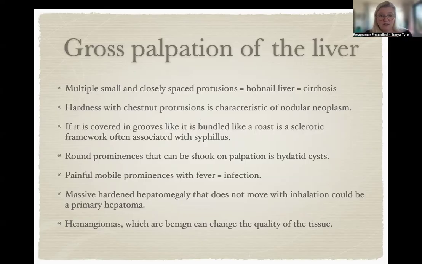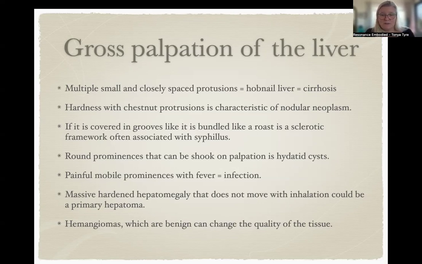Probably the most likely one you'll see is neoplasm. You probably will see some hemangiomas. You may or may not know about them, but they will change the quality of the tissue. And hobnail liver, multiple small, closely spaced protrusions, is an indicator of cirrhosis. I have never actually felt this.